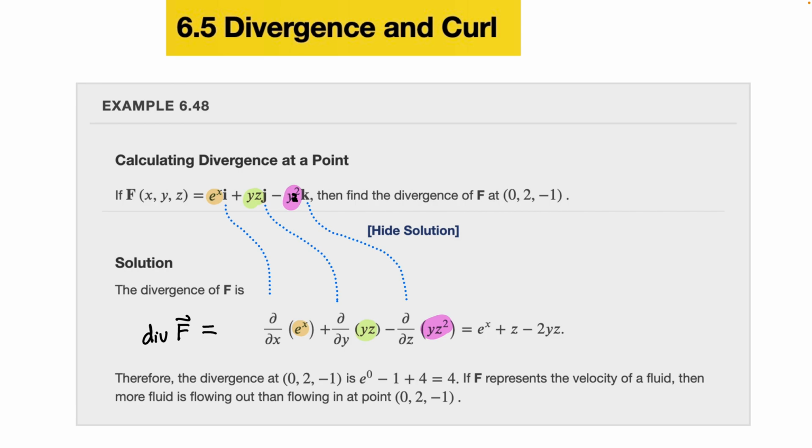In the previous video, we looked at a radial function which was directing all vectors towards the origin that had a negative divergence. They have a nice comment here that if our vector field represents the velocity of a fluid, then at this particular point, there is more fluid flowing out of the point than is flowing in. Why? Because we have a positive divergence. Excellent.